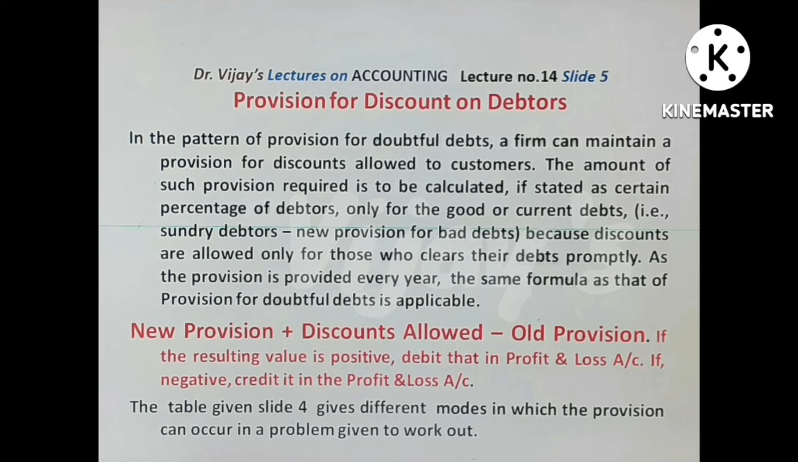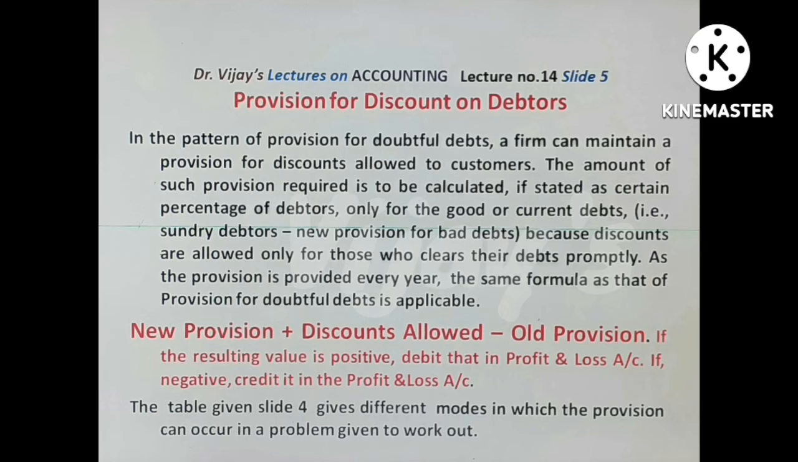Okay. Slide 5 explains provision for discount on debtors. In the pattern of provision for doubtful debts, a firm can maintain a provision for discounts allowed to customers. The amount of such provision required is to be calculated, if stated, as a certain percentage of debtors only for the good or current debts, that is for sundry debtors minus new provision for bad debts, because discounts are allowed only for those who clear their debts promptly.